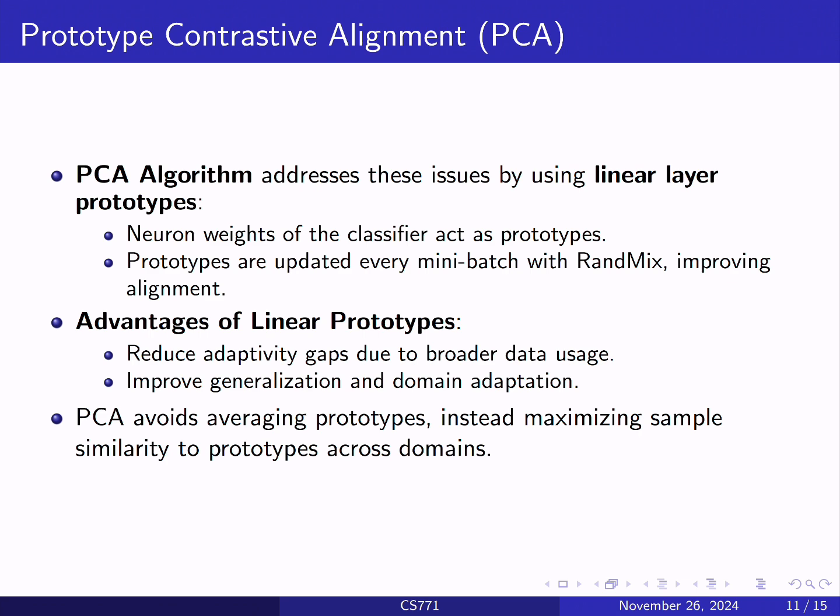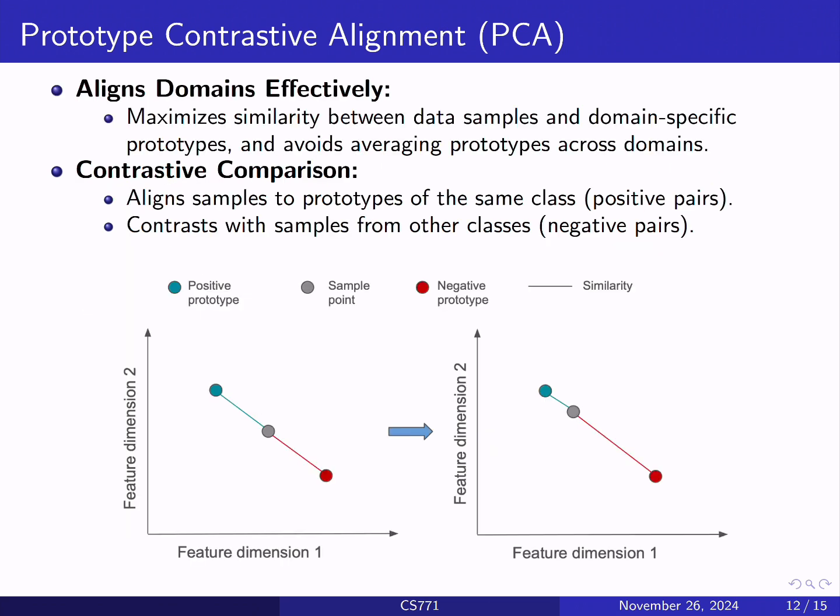Moving on to another key component of the model, prototype contrastive alignment. Firstly, we use domain alignment to make sure that models trained on one dataset or domain can work well on another dataset with different characteristics. We also introduce contrastive comparison as part of this alignment.